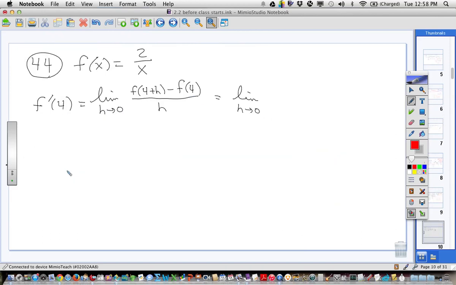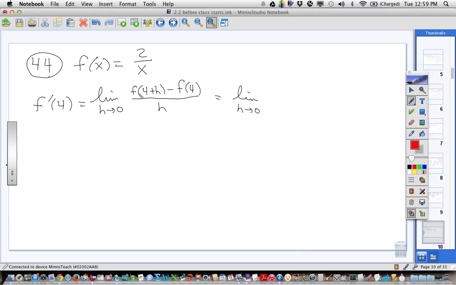All right, let's talk about 44. How many people struggled a little bit on 44? Raise your hand, don't be shy. Okay, fair enough. Now, the struggle was, I'm guessing, the algebra.